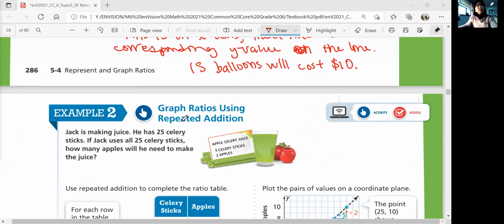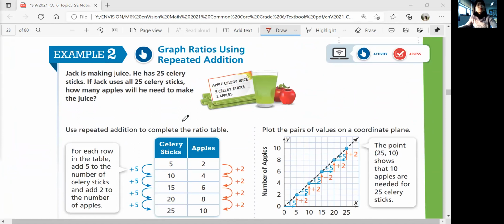Okay, that was example 1. Let's look at example 2. Graph ratios using repeated addition. Jack is making juice. He has 25 celery sticks. If Jack uses all 25 celery sticks, how many apples will he need to make the juice? You're gonna find the ratio. We got an apple celery juice recipe here: 5 celery sticks with 2 apples. So that's our ratio, 5 celery sticks to 2 apples.